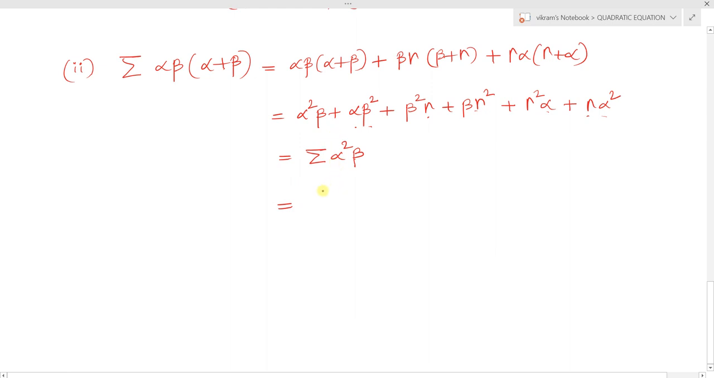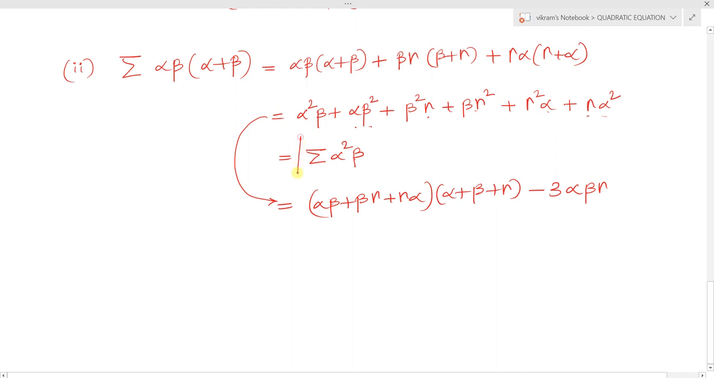If we simplify this, it is in the form of alpha beta plus beta gamma plus gamma alpha into alpha plus beta plus gamma, minus 3 alpha beta gamma. So this simplification we can write in this manner. Are you getting? So here what we are getting is alpha beta plus beta gamma plus gamma alpha into alpha plus beta plus gamma minus 3 alpha beta gamma.